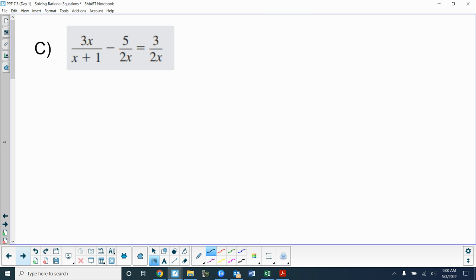Oops. Let's look at that one. We'll skip B and do C. Looks like it's right there. Can I factor anything? No. So I gotta write them down. Alright. Everything's gonna be multiplied by 2x times x plus 1.